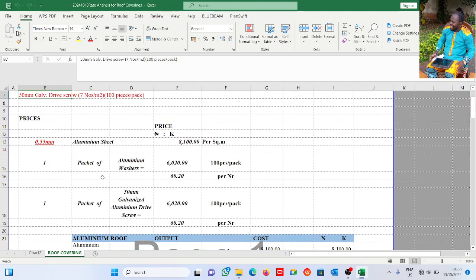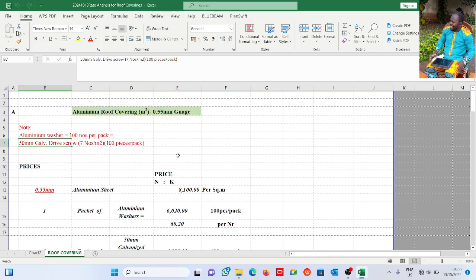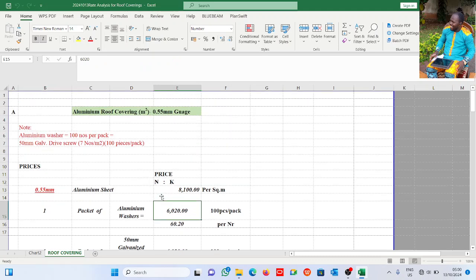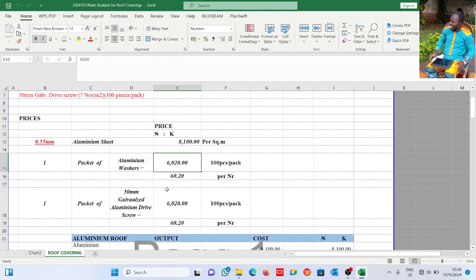Now currently in the market 0.55 goes for an average of 8,100. This is very volatile because of the hyperinflation being experienced right now in this part of the world, so it varies. So this is an average of 8,100. Then we need washers also, then we need galvanized screws. Now washers are at 6,020 naira for 100 pieces.